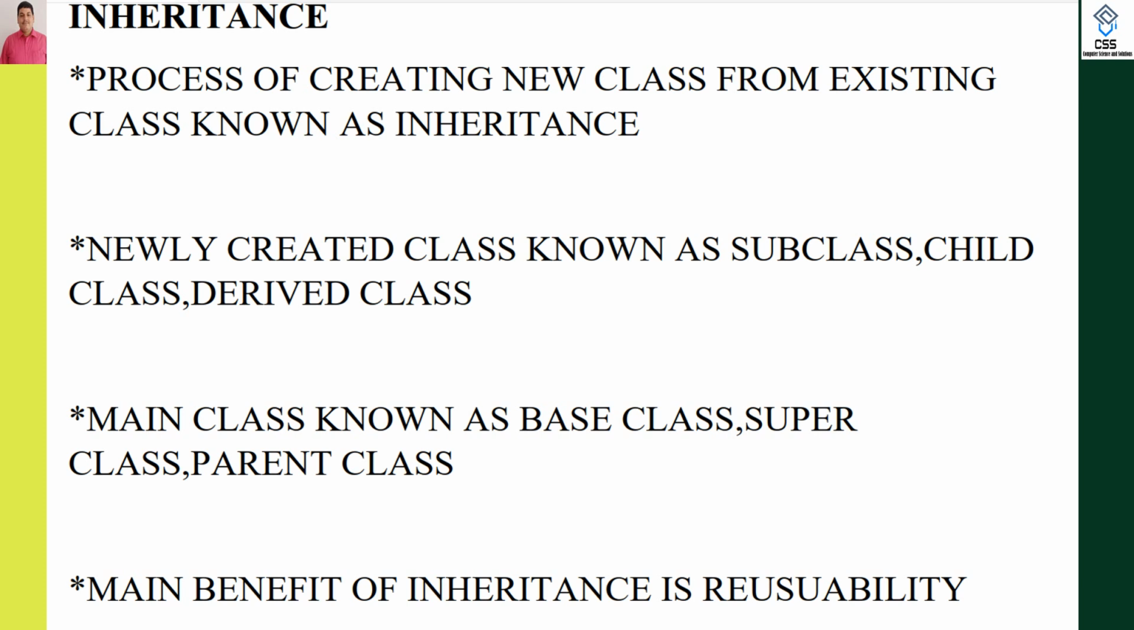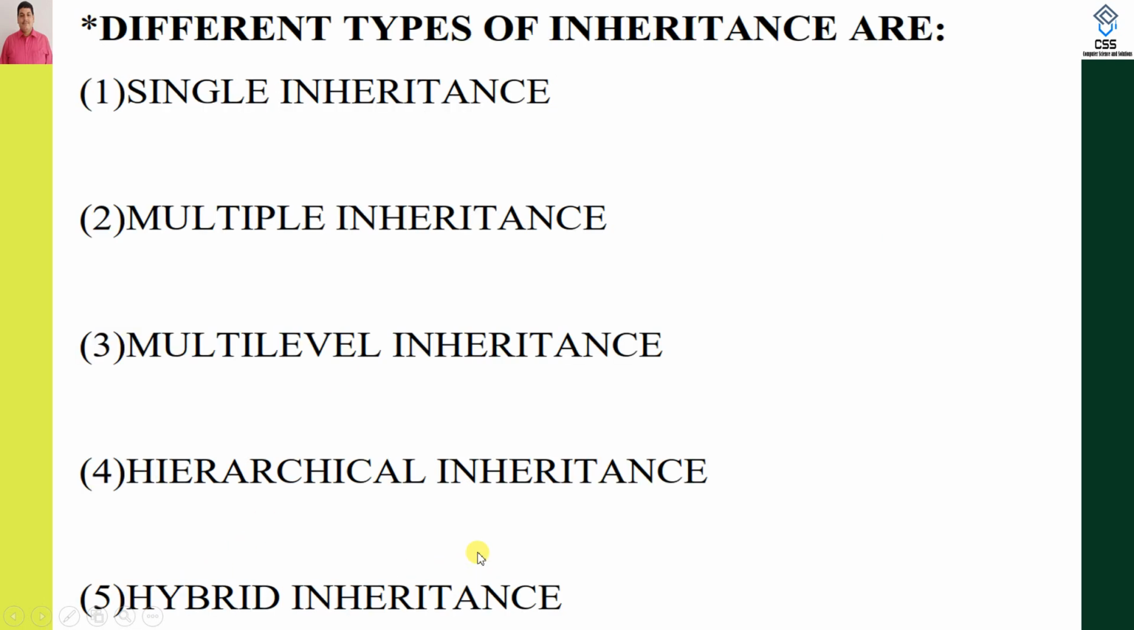The child class can inherit all the properties of the parent class, but not the reverse. The parent class cannot access the properties of the child class. The purpose of inheritance is reusability, meaning the child class has its own behavior and can also access the behavior of the parent. The main class is known as the base class, super class or parent class, and the newly created class is known as the subclass, child class or derived class. The main benefit of inheritance is reusability.